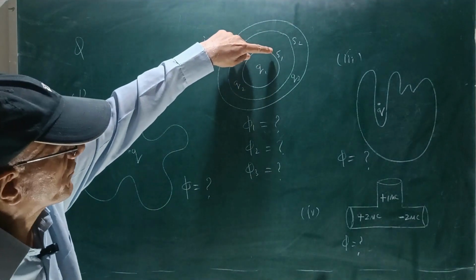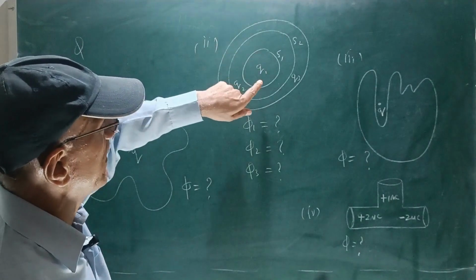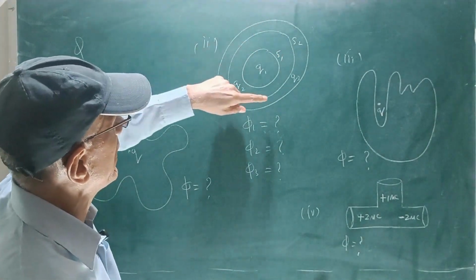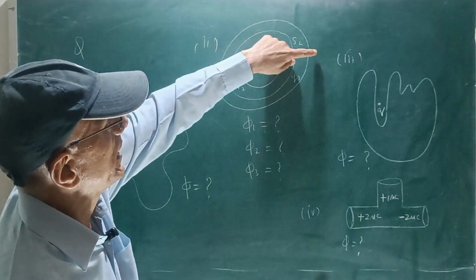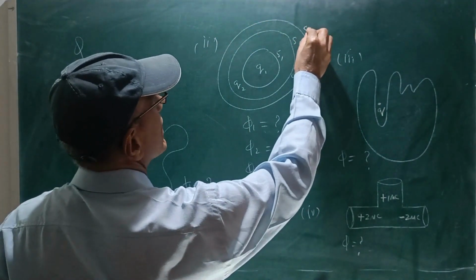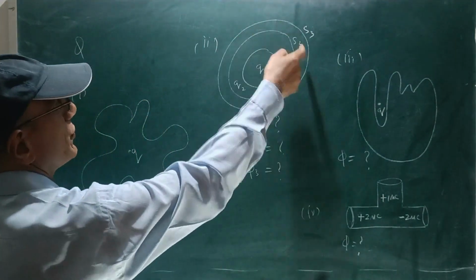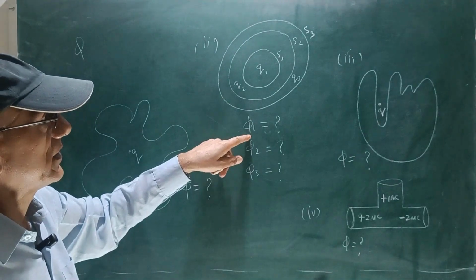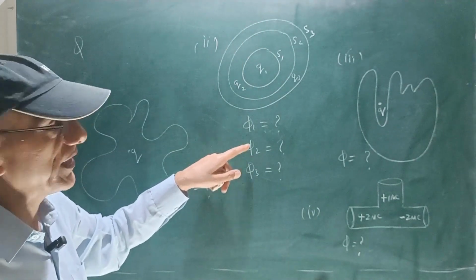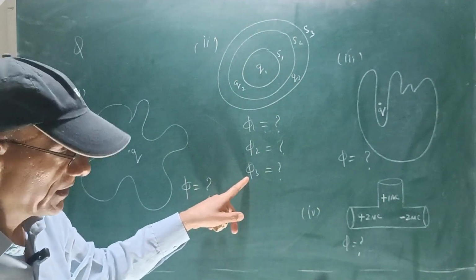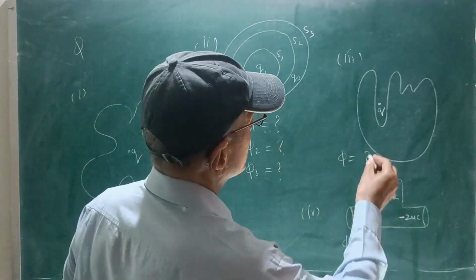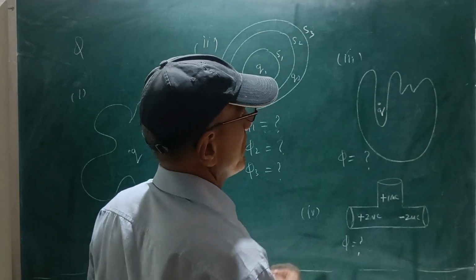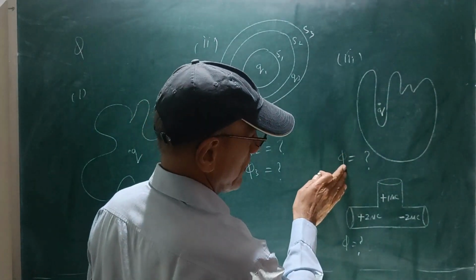This is surface S1, spherical surface and enclosing the charge Q1, surface S2 enclosing charge Q2, and surface S3 enclosing charge Q3. So what will be the flux through the first surface, through the second surface, and the third surface? Here it is, the surface, again irregular, and the charge Q is placed over here. So what is the total flux over here?